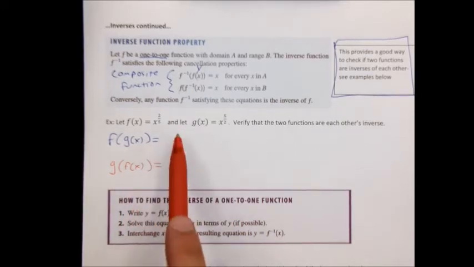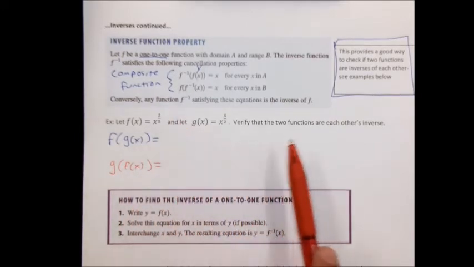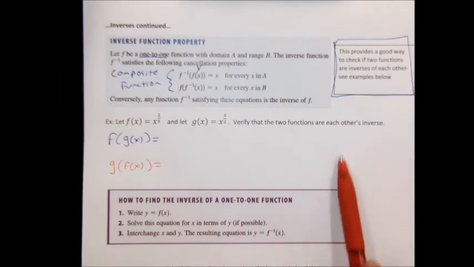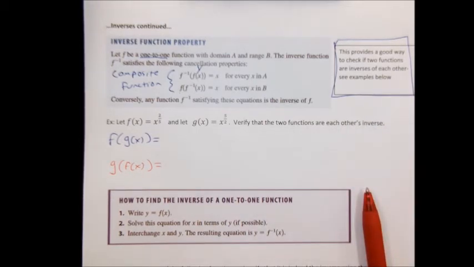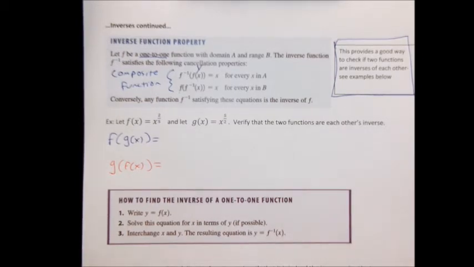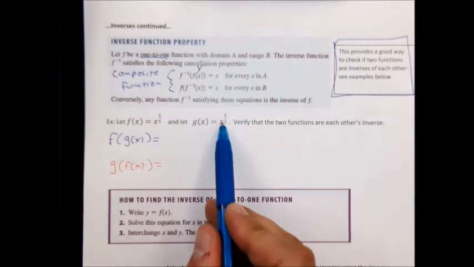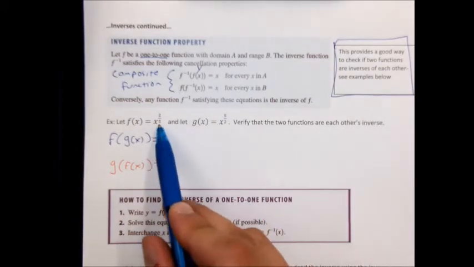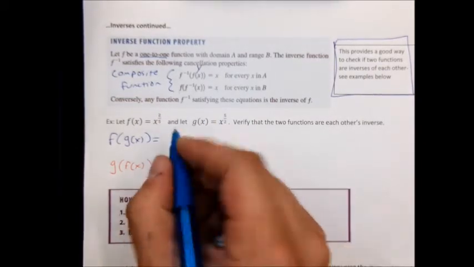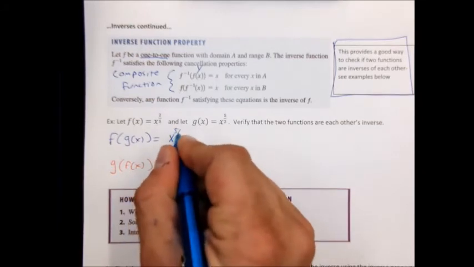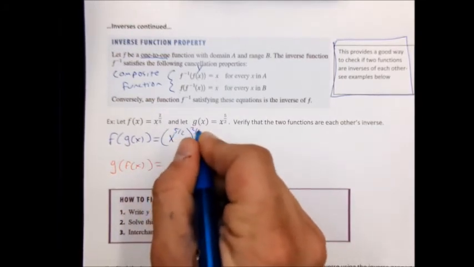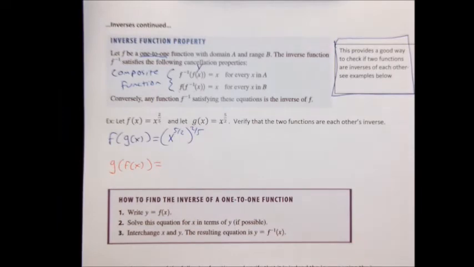And ultimately what we'll do is some algebra, and if we get an x out, if it simplifies into just x, then that's an indication that they are each other's inverse. So let's do the first one. g plugged into f looks like this. We take this x to the 5 halves, and we're going to put it into this x, right? And so it'll be x to the 5 halves raised to the 2/5. That's what f of g looks like.